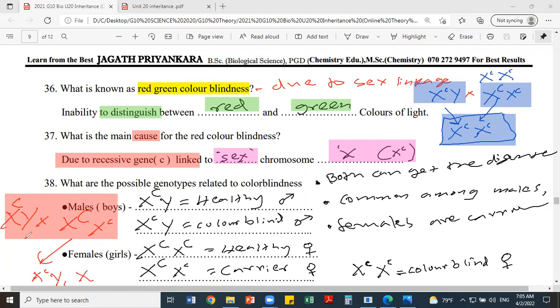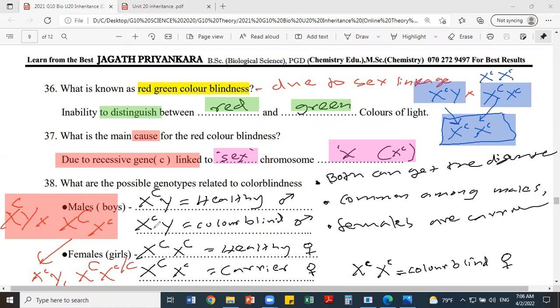Now, is there any chance of having a colorblind girl in this family from this marriage? No chance. Why? Whatever the mother is giving to the girl, simple c or capital C, the father is always giving capital C to the girl. Even if the mother gives simple c, the girl will not get the disease because of the father's capital C. Therefore, it doesn't matter whether the mother is giving simple c or capital C.